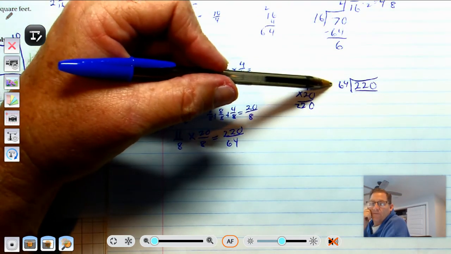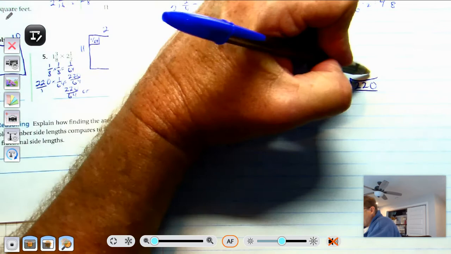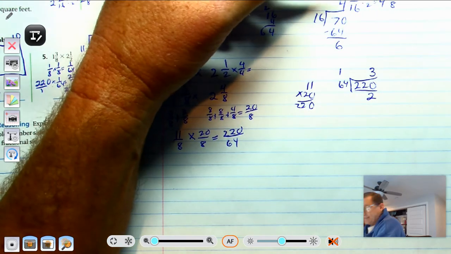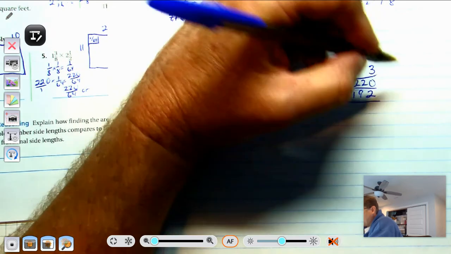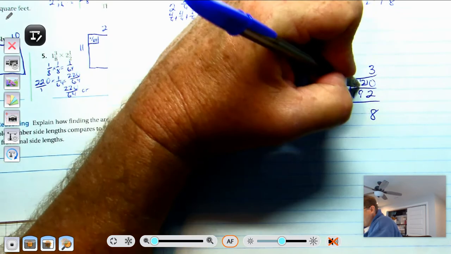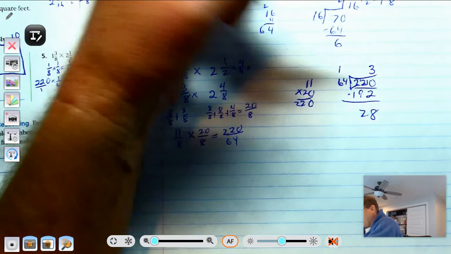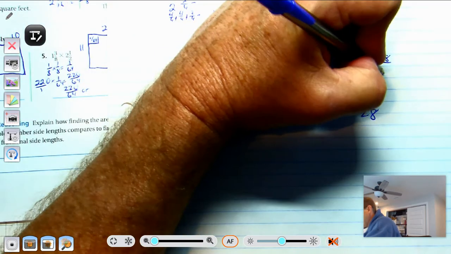It can't be 4 because 4 times 6 is 24. Let's try 3. 3 times 4 is 12. 6 times 3 is 18 plus 1 more is 19. Subtract. I'm going to be left with 28. Okay, there's no more numbers to bring down, so 3 and 28/64.